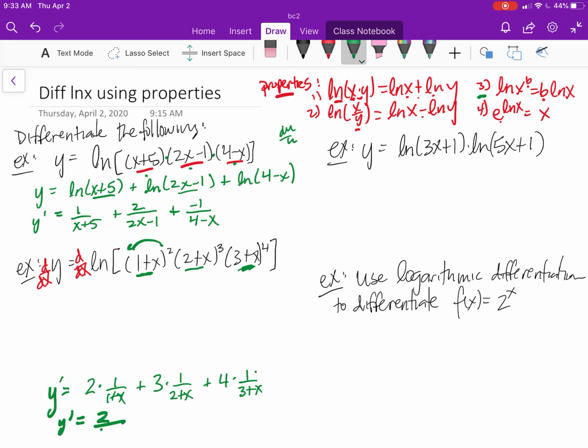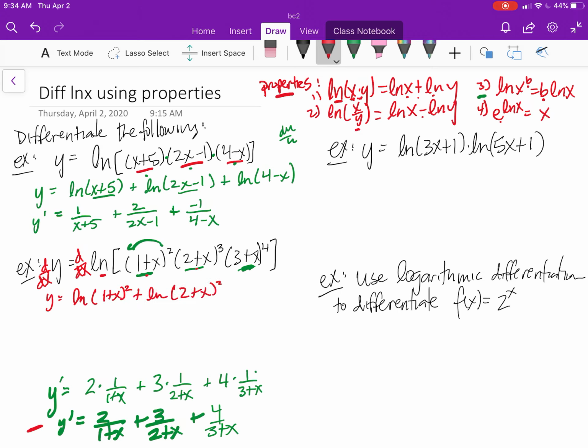The derivative is 2 over 1 plus x. I could rewrite it to clean it up a little: 3 over 2 plus x and 4 over 3 plus x. Okay, now let's actually go through the steps and verify that I could in fact do it all in my head. So first off, the natural log says I can split these products to multiply, right? So y equals ln 1 plus x squared plus ln 2 plus x cubed plus ln 3 plus x to the fourth.